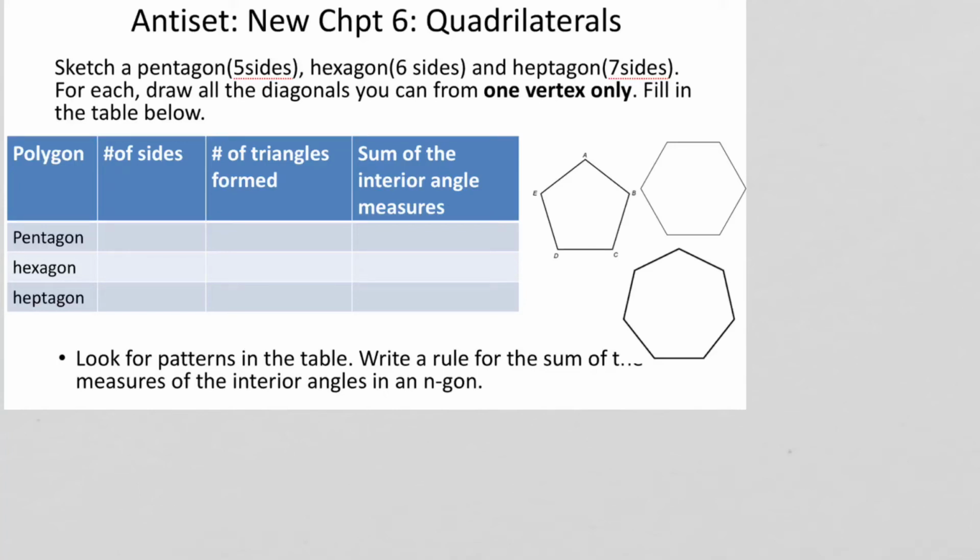Okay, we're starting a new chapter, chapter 6. This is going to be ELR 6.1. It's all on quadrilaterals. So here's your warm-up for today.